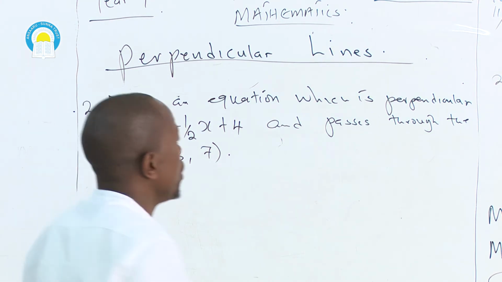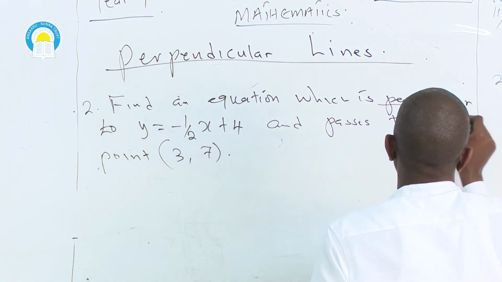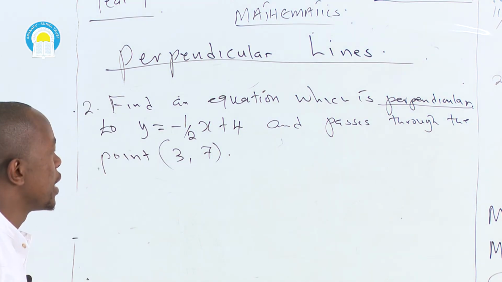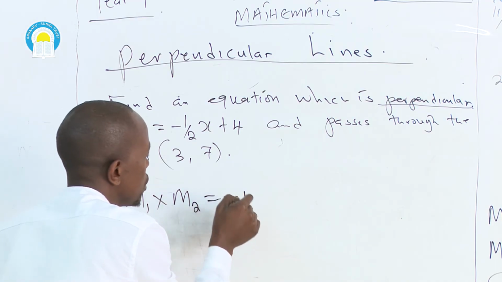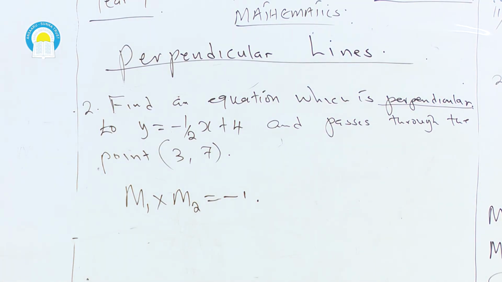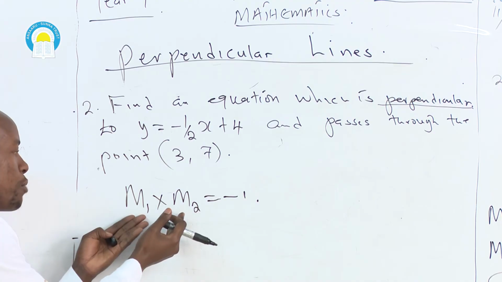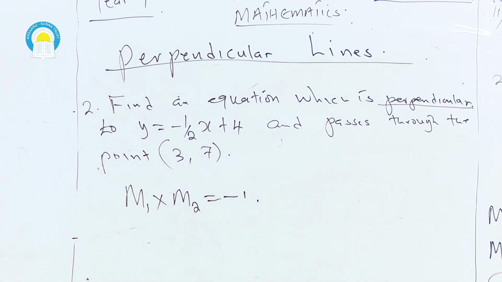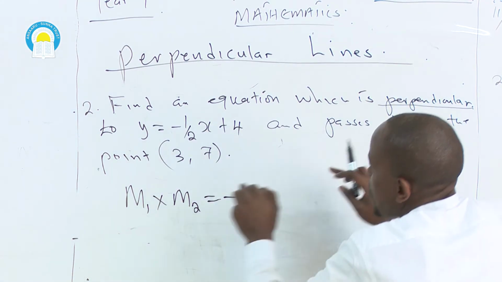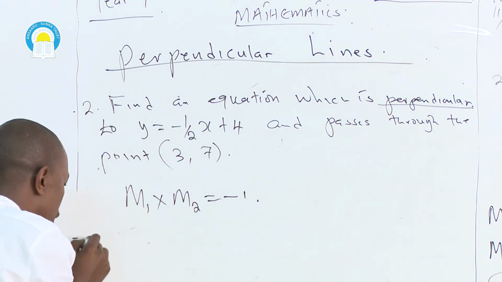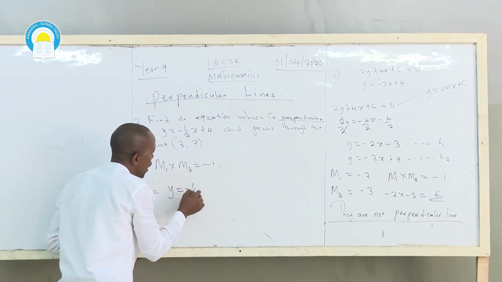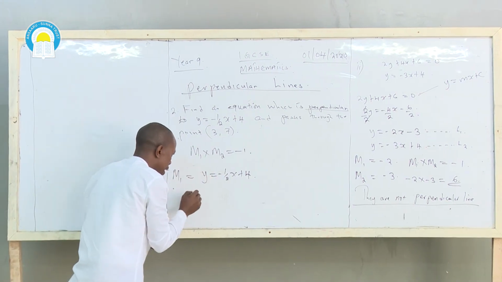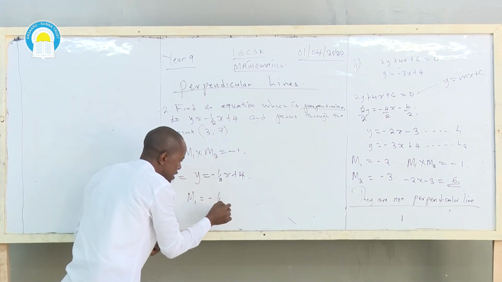Now, the first thing you need to realize is that there is a perpendicular line. Whenever you see a perpendicular line, the first thing that has to come in your mind is that the product of the gradients is -1. The equation that you are finding is perpendicular to this, meaning the m1 is already given. The m1 comes from this equation, -1/2 x plus 4. Meaning our m1 is -1/2.